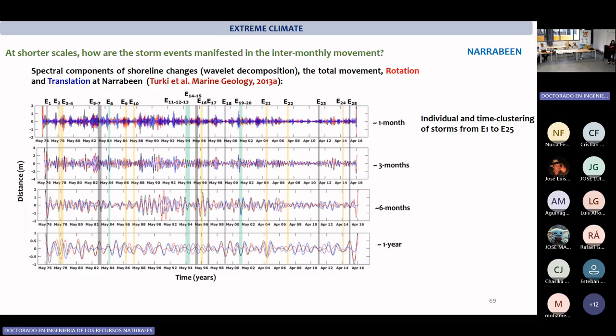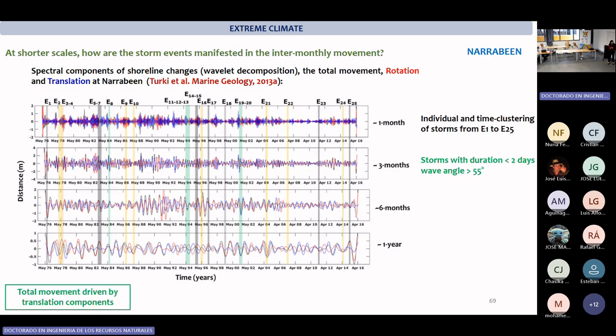and in this case, we have looked at the longshore and the cross-shore variation, like rotation and translation of the beach. We have some storms more correlated with cross-shore and others more correlated with longshore variabilities. But the main take-home message here is that we have connections between storms and the different frequencies. Okay, that's the first step.